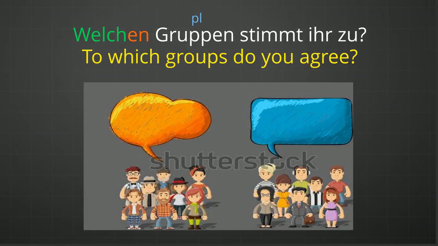Welchen Gruppen stimmt ihr zu? Ihr is the subject in the sentence, and zustimmen is dative verb, which is trennbar verb. That is why en is ending added to welche, as Gruppen is plural noun.